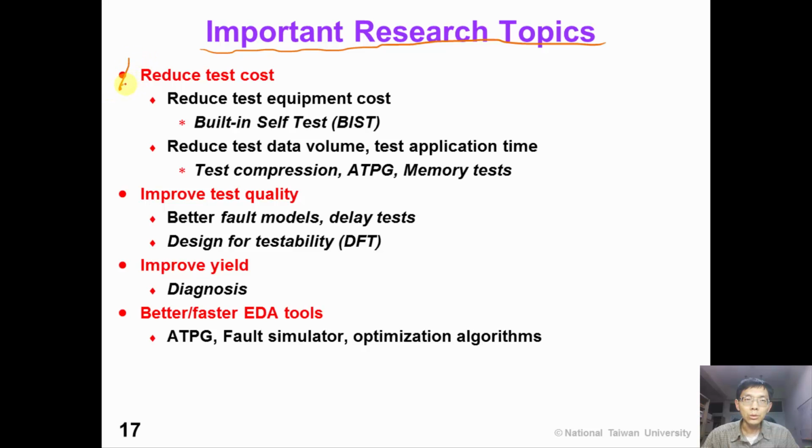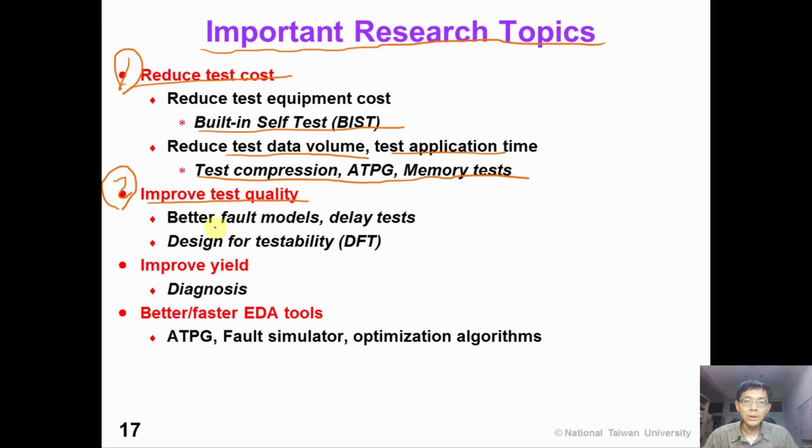Number one is how to reduce the test cost. For example, if we insert built-in self-tests, we can reduce the test equipment cost. If we have good test compression, ATPG, or memory tests, we can reduce the test data volume or test application time. The second important research topic is to improve test quality.